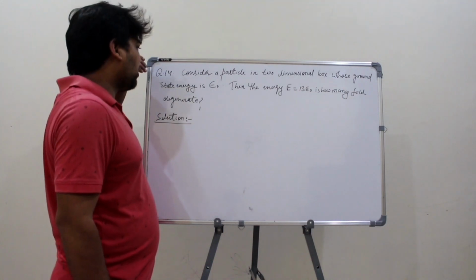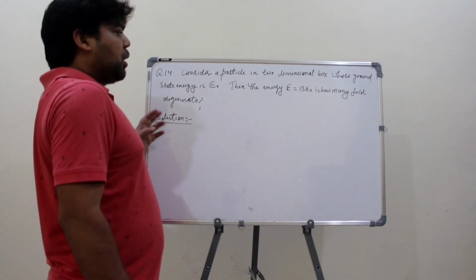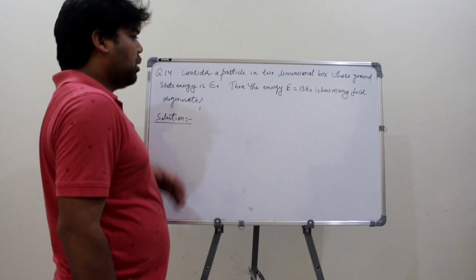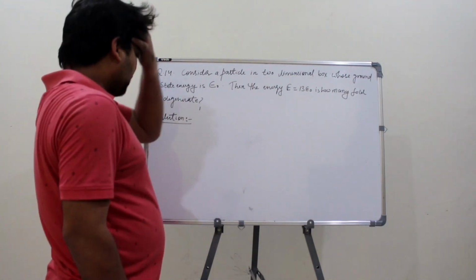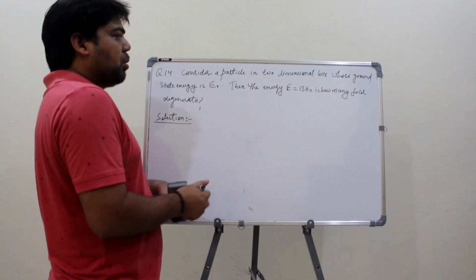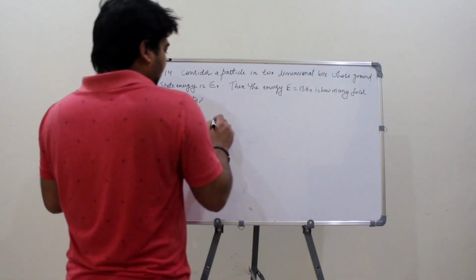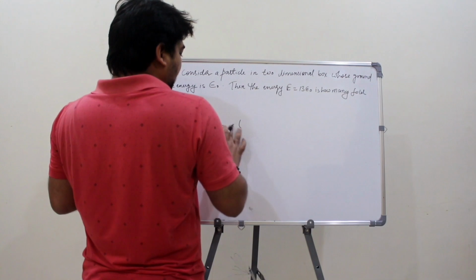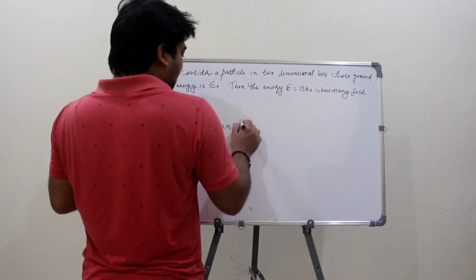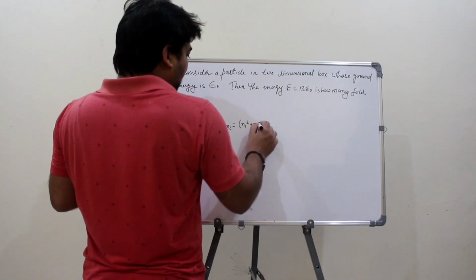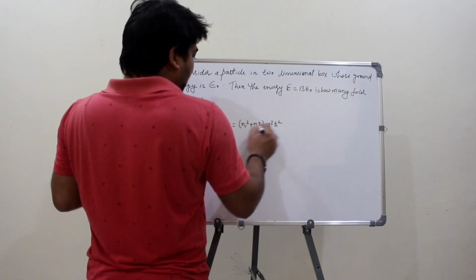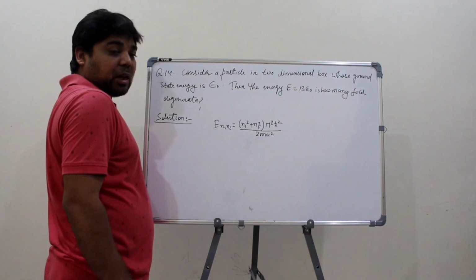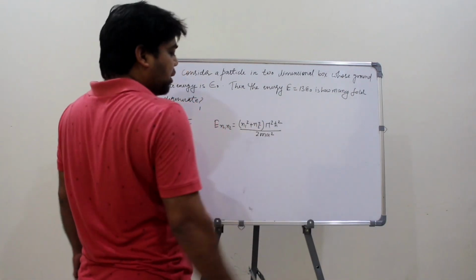Now about this problem number 14 on quantum mechanics, which says: consider a particle in a two-dimensional box whose ground state energy is epsilon naught. Then the energy equal to 13 epsilon naught is how many fold degenerate, right? So how is the energy of a two-dimensional box defined? En, if you recall, is proportional to n1 square plus n2 square, times pi square h cut square divided by 2ma square, where a is considered the size of the box, and n1 and n2 are the states.